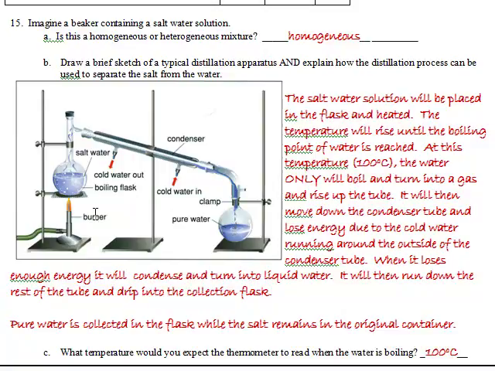So what's going to happen is you put the saltwater solution here, and let's read the answer. The saltwater solution is placed in the flask and heated. The temperature rises until the boiling point of water is reached. The salt is not going to boil at these temperatures, so we're just going to heat the water up. The water is going to start boiling at 100 degrees. Only the water boils. The salt does not boil, so the salt is going to stay down here.